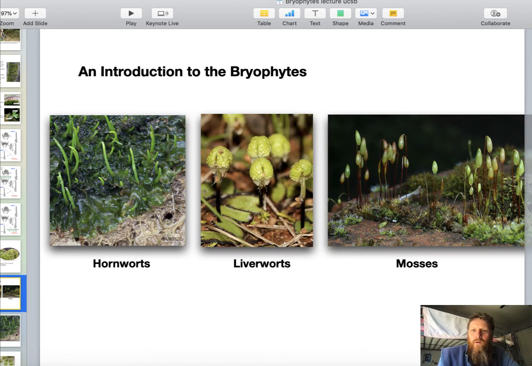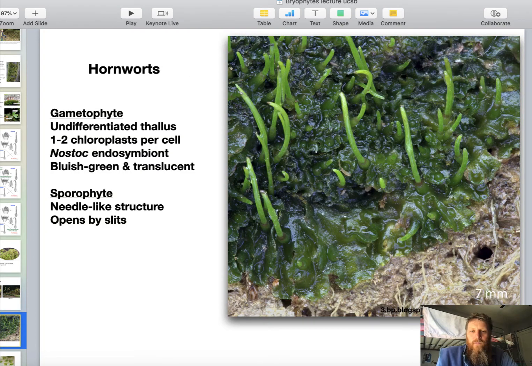So now I'm just going to go over a couple of slides for each of the major lineages, the hornworts, the liverworts, and the mosses, and show you some of the basic anatomical and morphological differences in both the gametophyte and sporophyte generation. And we'll talk more about this in lab. So we'll start with the hornworts.